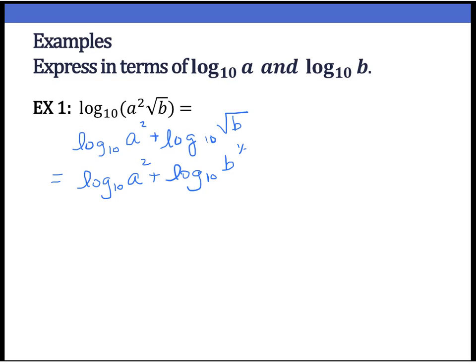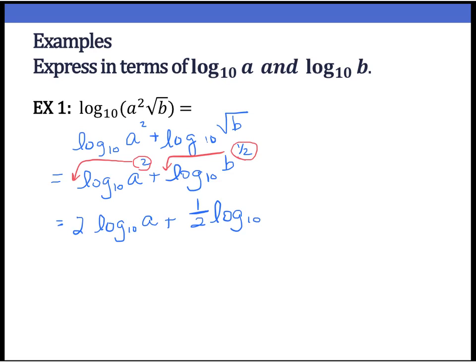And I could have gone ahead and moved the power for the a squared to the front, but I kind of like to do things all at the same time. So we have these two powers here, 1/2 and 2. We're going to move those to the front and multiply. So equals 2 log base 10 a plus 1/2 log base 10 b.